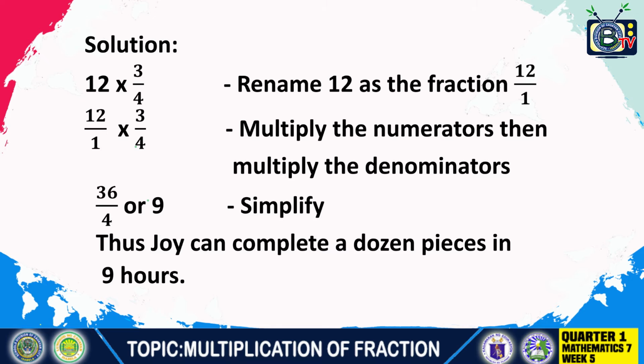So, first, rename 12 as the fraction 12 over 1. Then, multiply the numerators and multiply the denominators. So, let's multiply 12 times 3 and 1 times 4. So, 12 times 3 is 36, over 1 times 4 is 4, which gives 9. Thus, Joy can complete a dozen pieces in 9 hours. Did you get it, class? So, very simple.